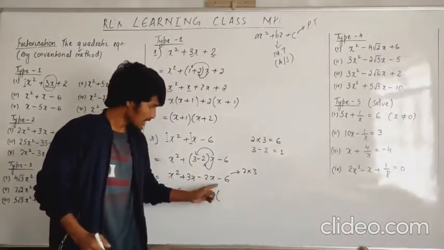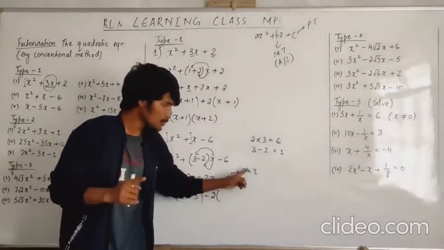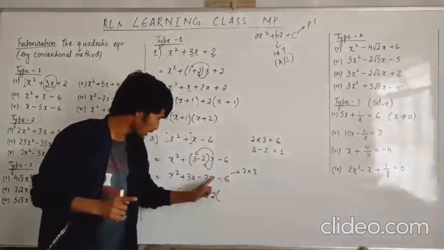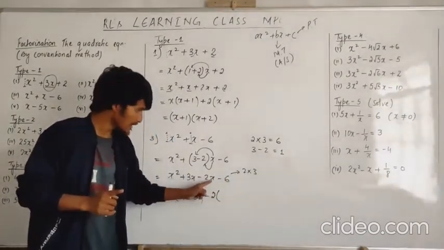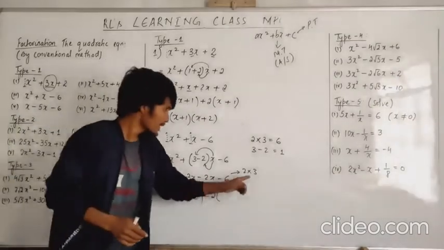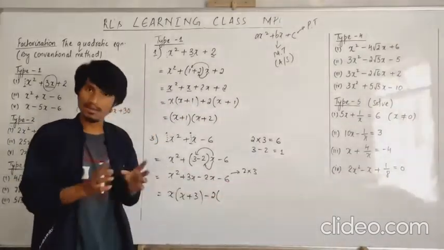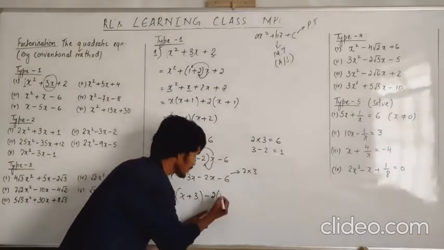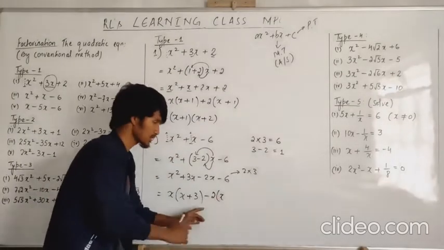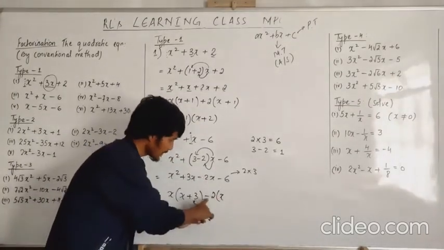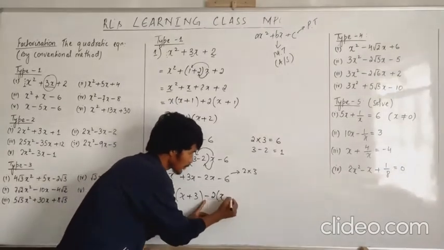Here 2 is there and here there is no 2. But 6 I can put 2 into 3. Then here also 2 and here also 2. Then here is x, here is no x. Then x is not common. Here is 3 and here is no 3. Then 3 is not common. And take 2 into x is equal to 2x. But here is minus. Then I have to put here plus.